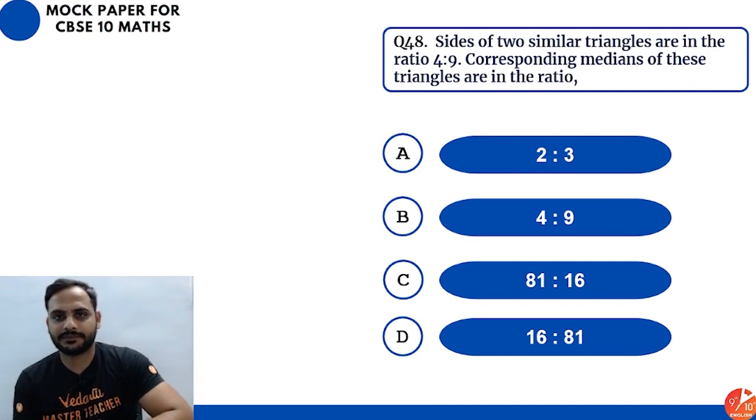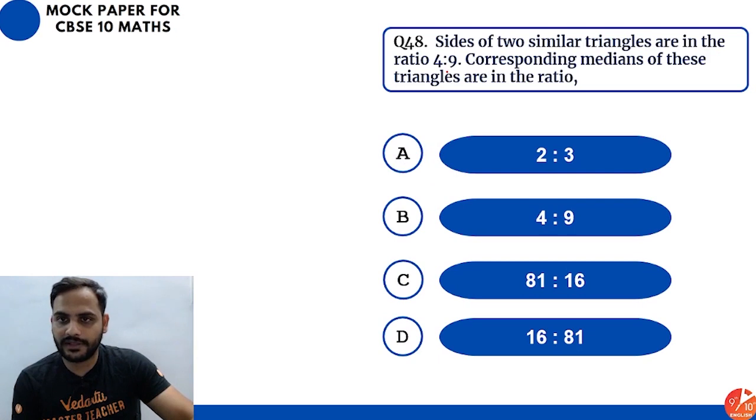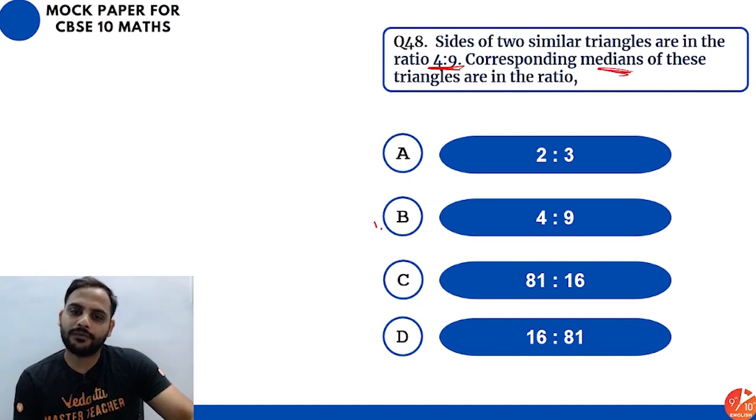We'll remove this question. Sides of two similar triangles are in the ratio 4:9. Corresponding medians of these triangles are in the ratio? So beta, if sides are in the ratio 4:9, medians also will be in the same ratio.